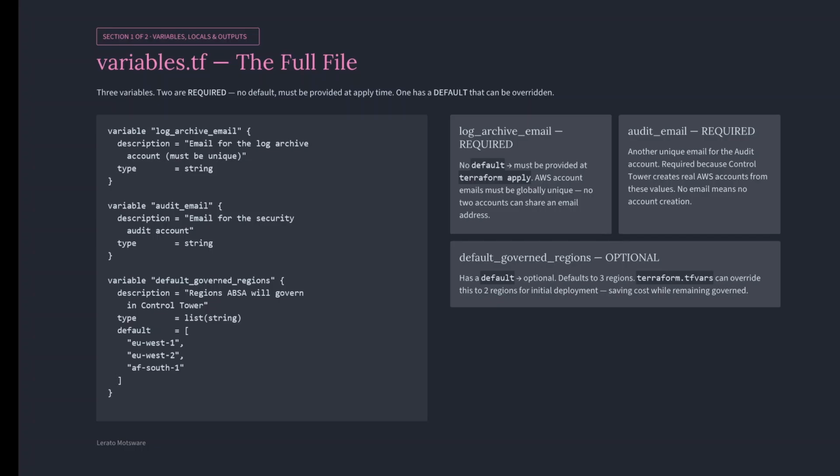One variable is optional. default_governed_regions. It already has a default. eu-west-1, eu-west-2, af-south-1. Three regions. You can override it in terraform.tfvars if you want only two regions for an initial deployment, saving costs while remaining fully governed.